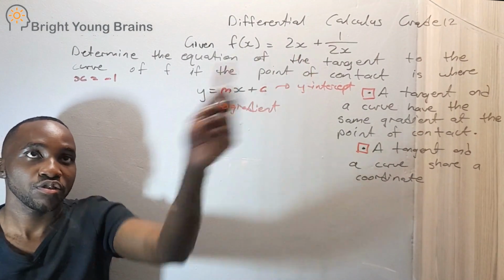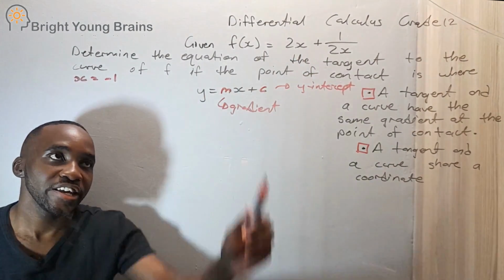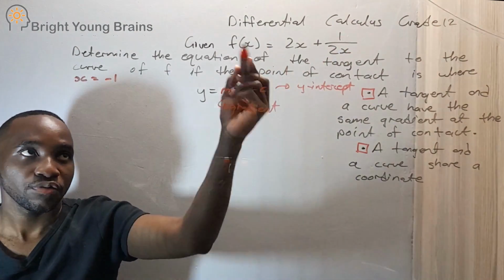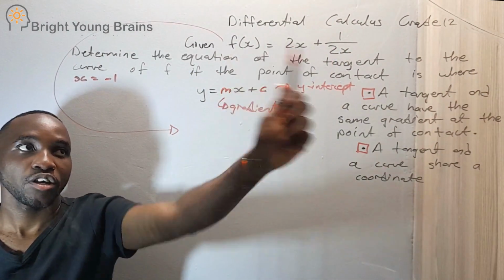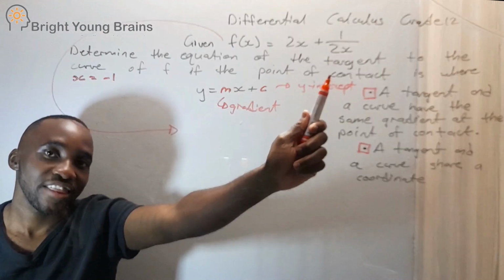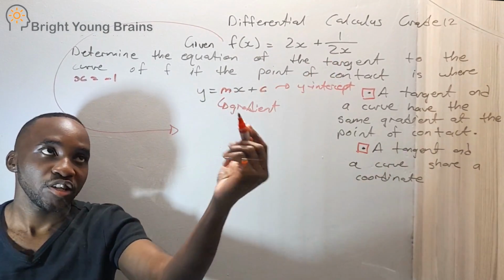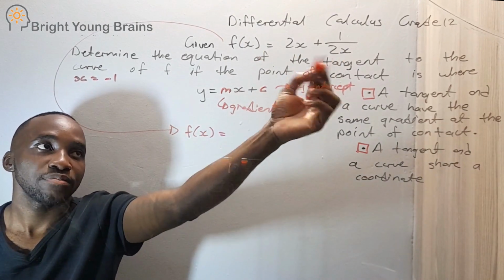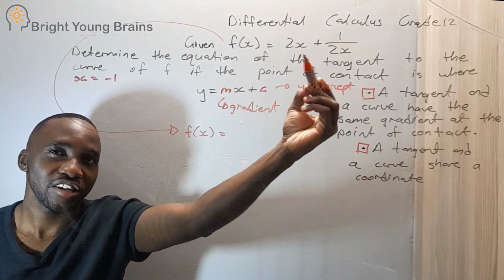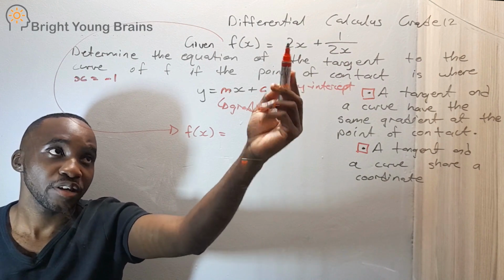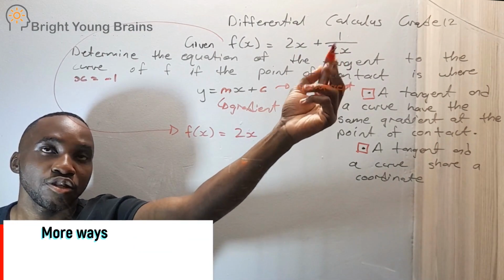Getting the gradient of this curve at this point, we need the gradient equation of this curve. Now the gradient equation of this curve, we get that by differentiating once. Before we differentiate though, we do need to simplify this here because we cannot differentiate it like this. This term here is fine. However, this one needs to be simplified.